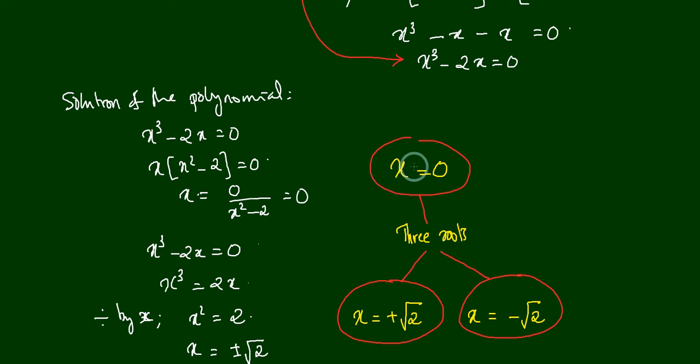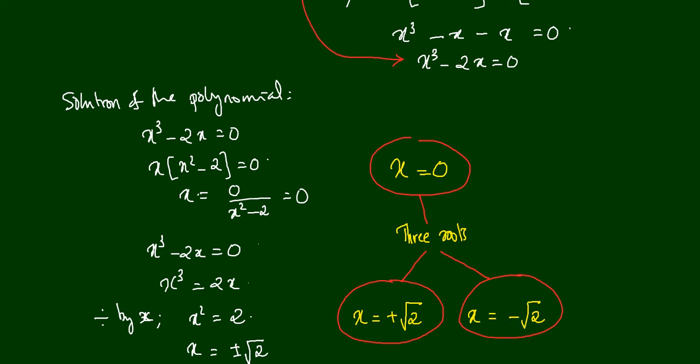There should be three roots out of that. One root is x is equal to 0. So let's find out the next two roots. x cube minus 2x is equal to 0. We already know this from here. So x cube is equal to 2x, or dividing by x, we get x square is equal to 2. Therefore, x is equal to plus or minus root 2. So one root is plus root 2, and another root is minus root 2.